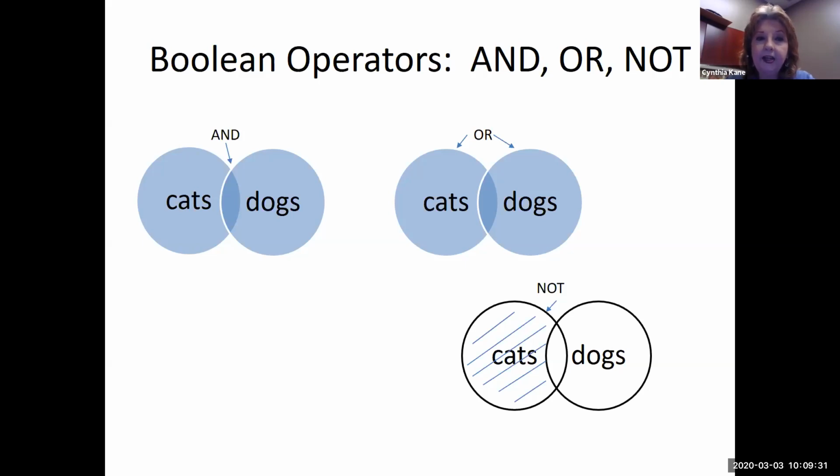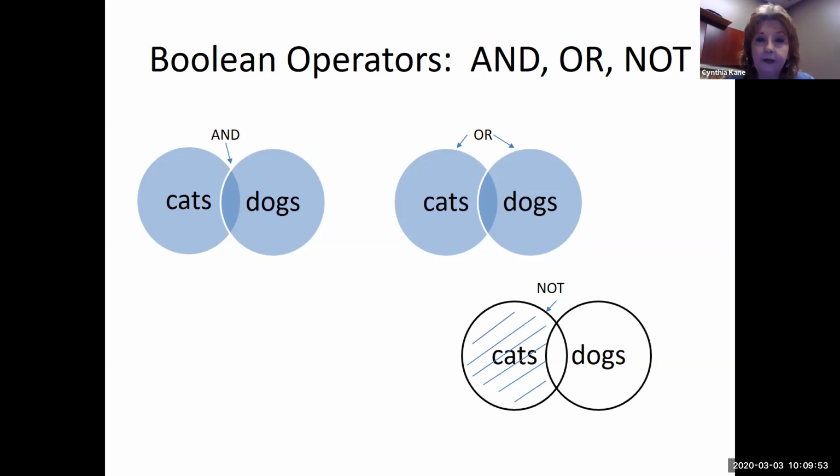So if I want information about cats and dogs, the shaded area where I have the arrow pointing to represents the number of results that I would get. So I would be only getting results in a database or in a catalog or on Google that talk about cats and dogs in that same search for information.